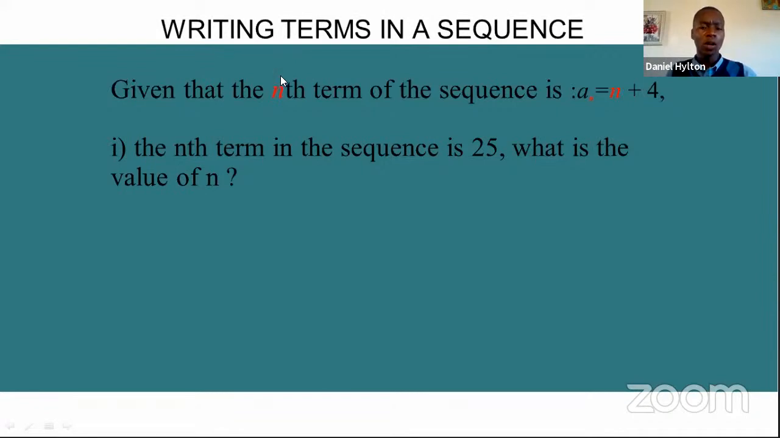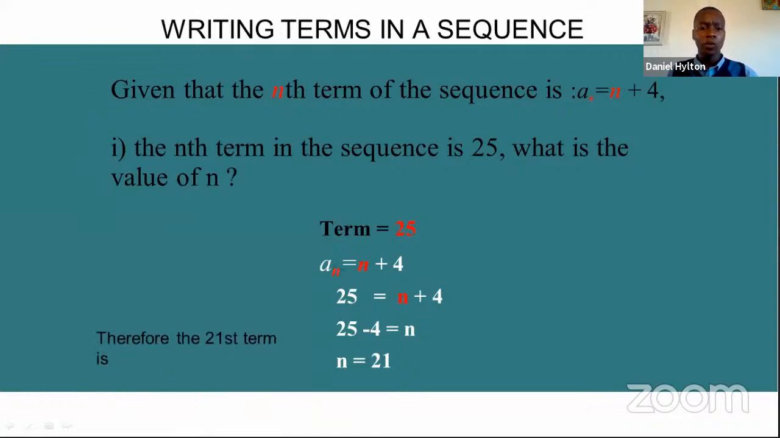So how would we work a question like this? We're given the nth term and we're given the expression for the nth term. By the principle of equality, we can equate those two quantities. So we can equate that 25 to n plus 4, solve for n, and we'll get the answer we're looking for. And in doing that, we'll get 21. Okay, great participation from students.